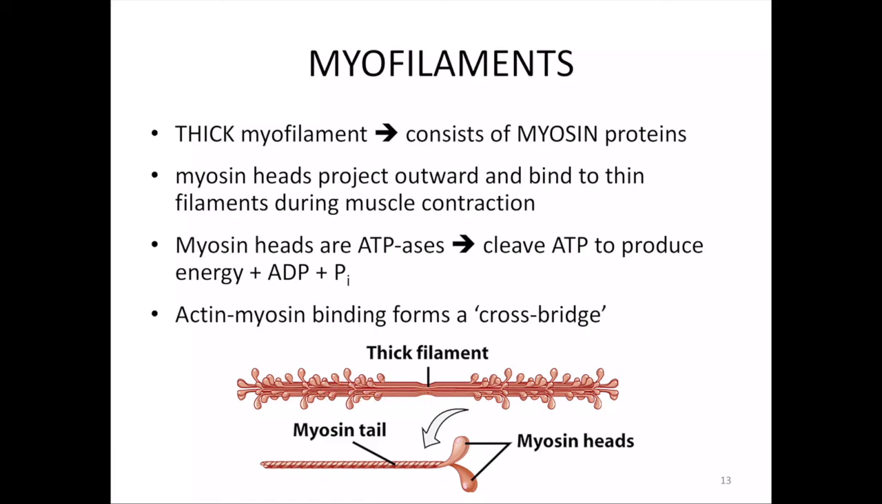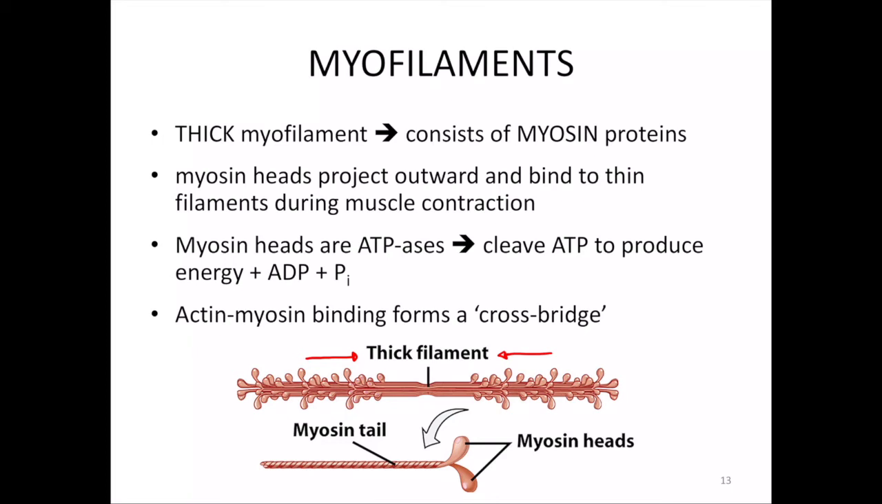What that implies is that when we have the formation of those cross bridges, myosin is going to bind to actin and end up pulling it towards the center of your myosin myofilament. So keep in mind that the organization of these myosin proteins is very important.